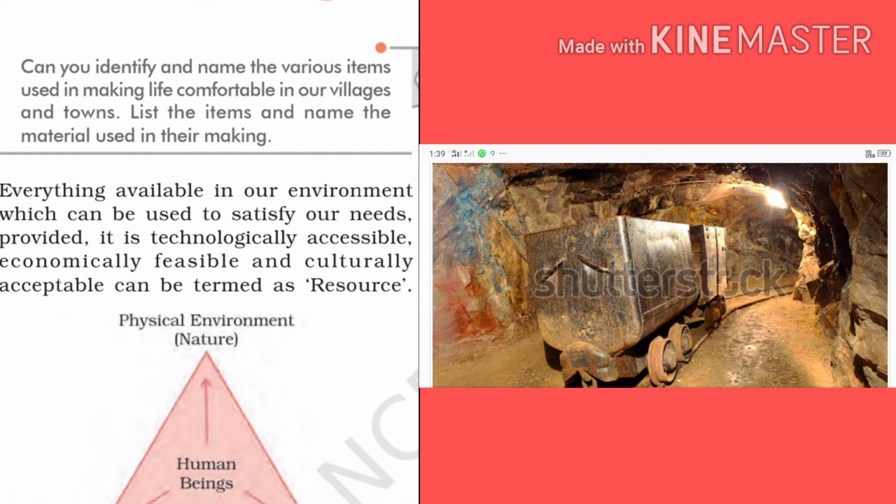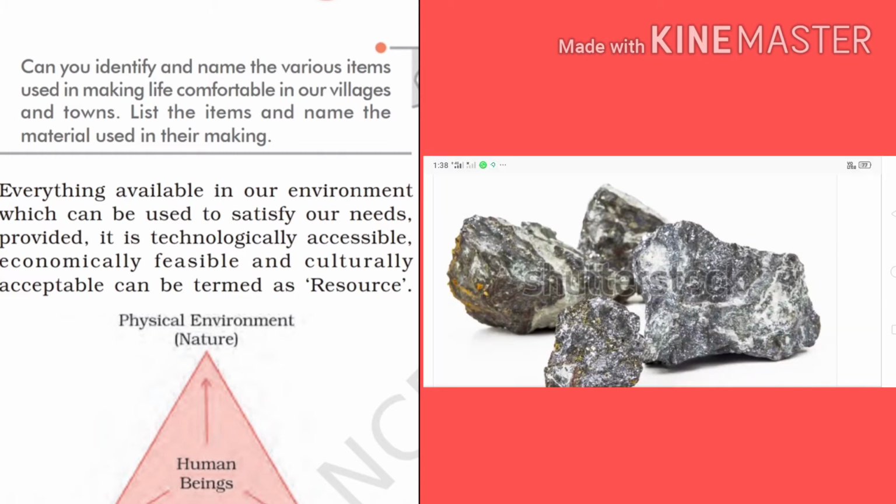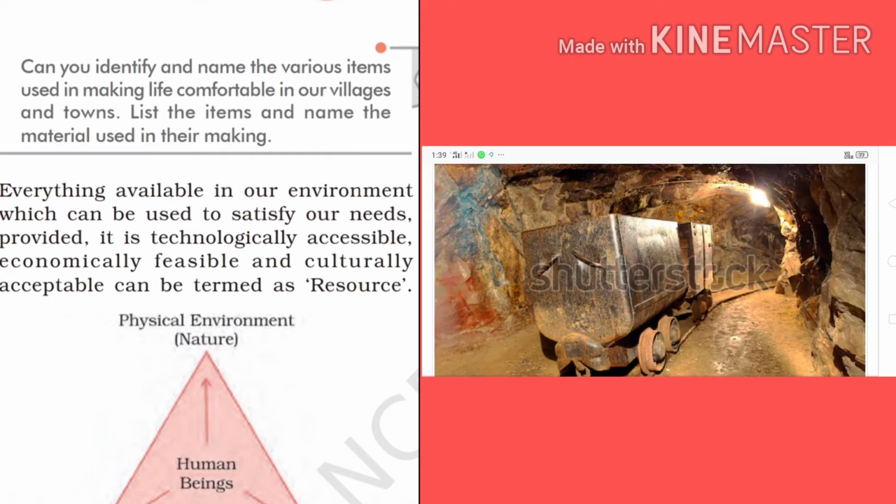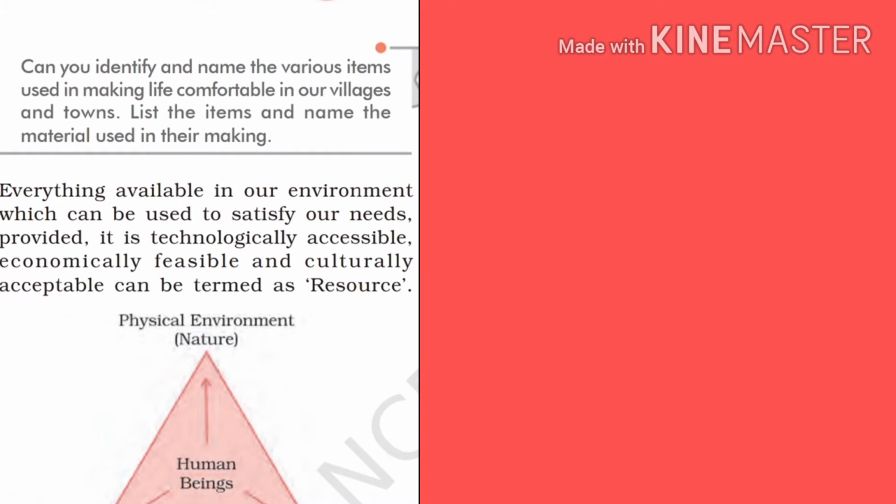For example, silver. Silver is not lying here and there. For using this silver, we have to extract it from the silver mine. So for that we need technology. If we have different technologies or machines for extracting that resource, it is very good. So resources are what satisfy our need, and with that, the first thing is that it is technologically accessible.